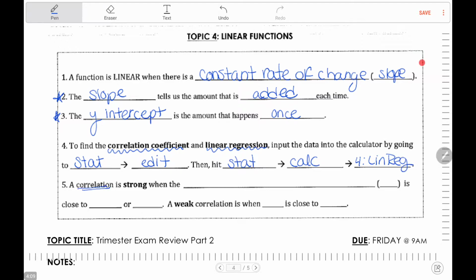Recap correlation. A correlation is strong when the correlation coefficient, or R, is close to -1 or 1. So the closer it gets to that end of that scale, the stronger it is. And it's weak when R is close to 0. So if you think back to your vocab sheet when we had this picture, it is strong when it's at the ends, but weak when it's closer to the center.